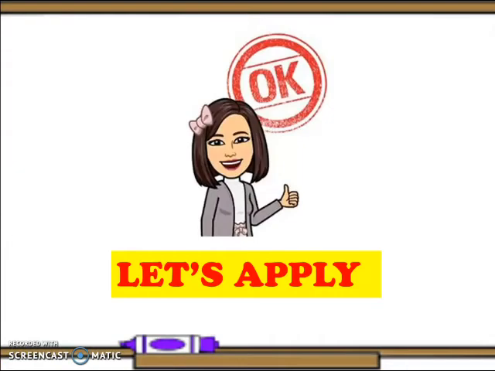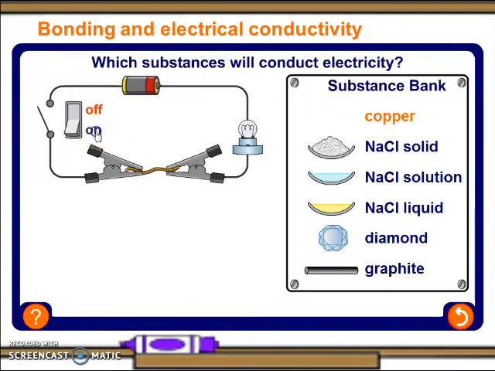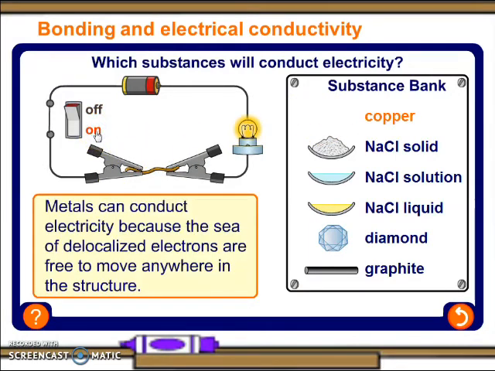Let's apply. Which substances will conduct electricity? Let's try copper. Metals can conduct electricity because the sea of delocalized electrons are free to move anywhere in the structure.